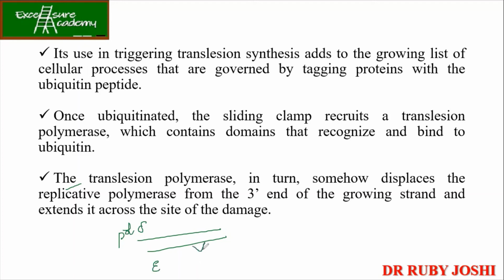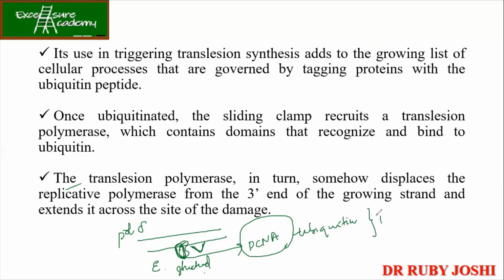Okay. Now we have seen that there is a lesion which is not being repaired by the previously described mechanisms. So now what will happen is that the DNA polymerase epsilon gets stuck over here. What we do is, the sliding clamp, on top of which your DNA polymerase sits, this sliding clamp is known as PCNA. This gets tagged by the ubiquitin molecule. Now once this is tagged, it will be recognized by your translesion DNA polymerase.